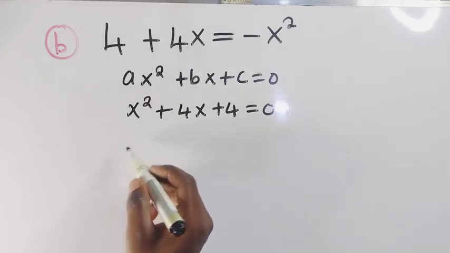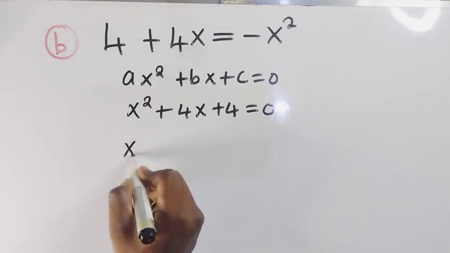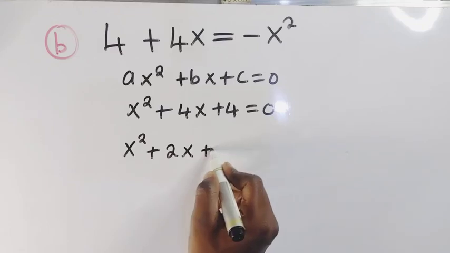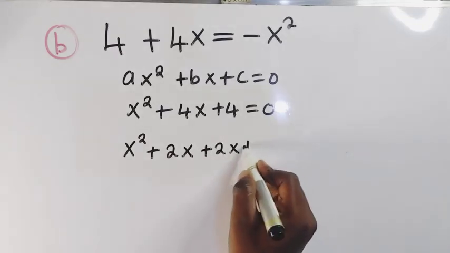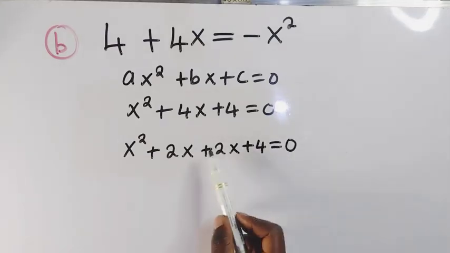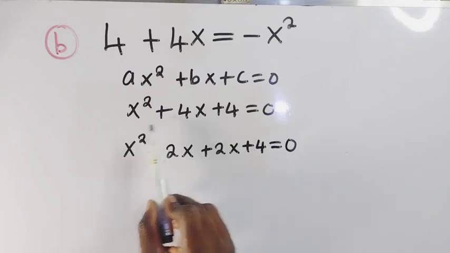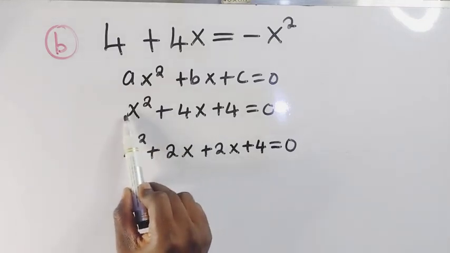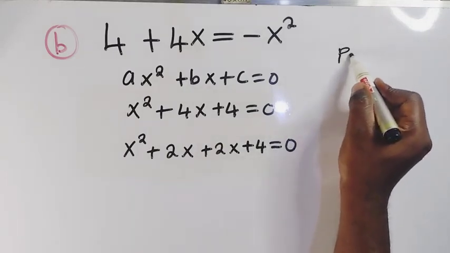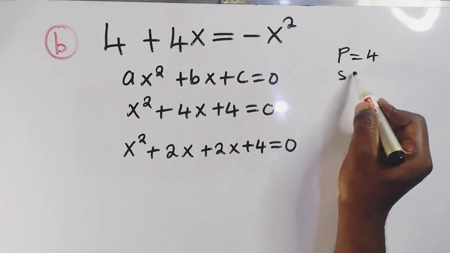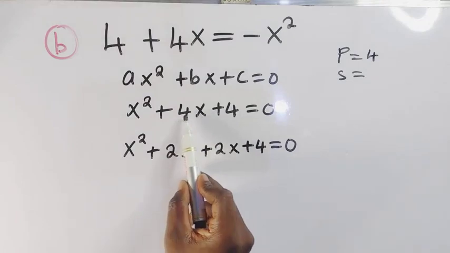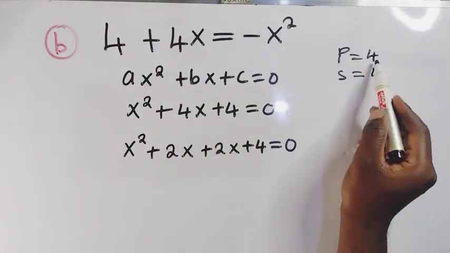Okay, so from here what we are going to do is we are going to factor out. We are going to write x squared plus 2x plus 2x plus 4 is equal to 0. What I've done here is I've looked at the coefficient of x squared, which is a 1. 1 times this 4, meaning that I'll get a product of 4. Then for the sum, I'll look for the coefficient of x, which is a 4. So the product is 4, the sum is 4.